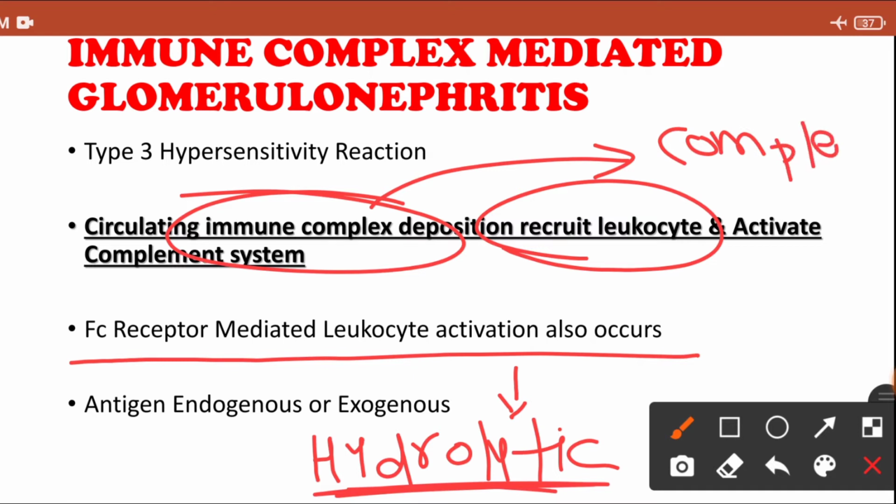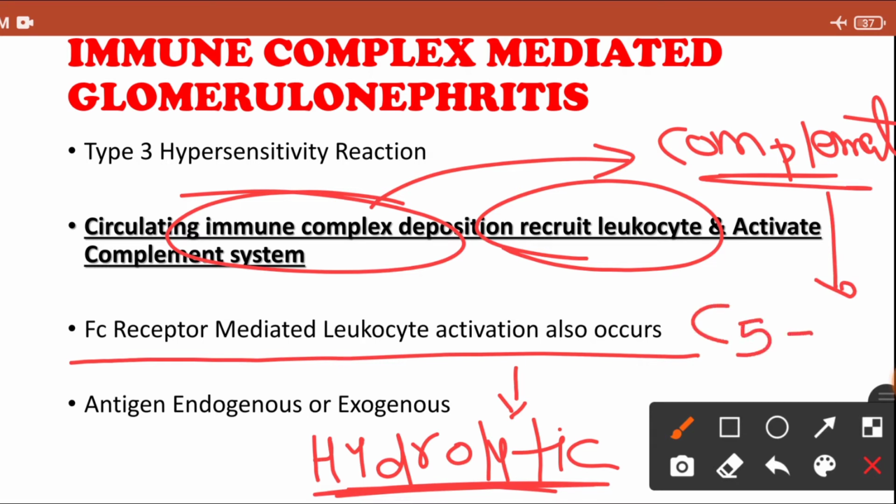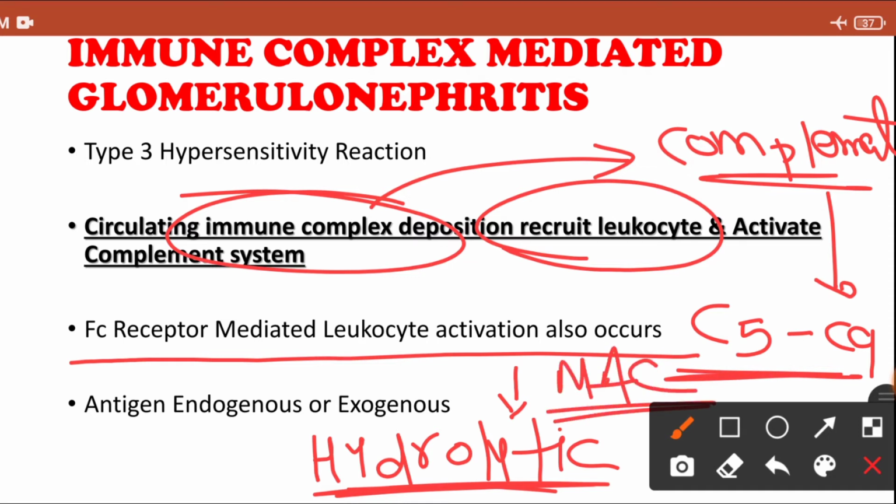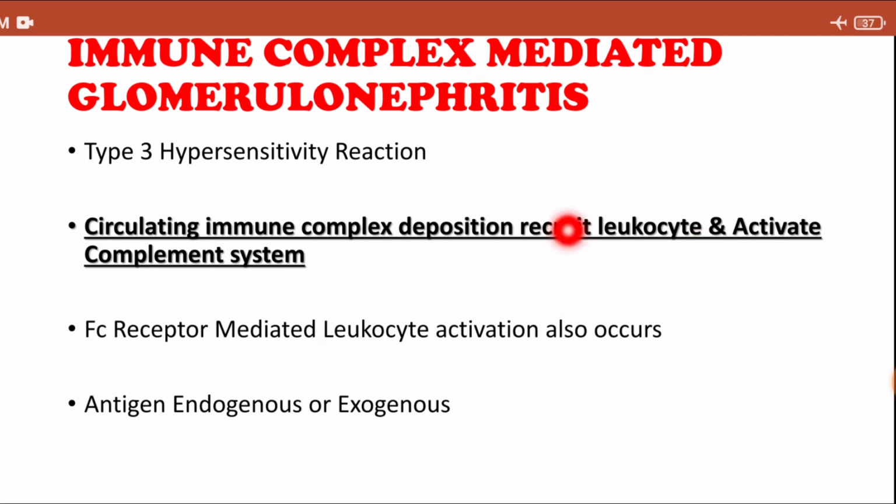And the second important thing is that whenever the immune complex is deposited, it will activate the complement system, right? And this complement system, whenever it gets activated, will form a C5 to C9 membrane attack complex which can damage the cell membrane, right? So complement activation and leukocyte activation are the basis for the development of immune complex mediated glomerulonephritis.